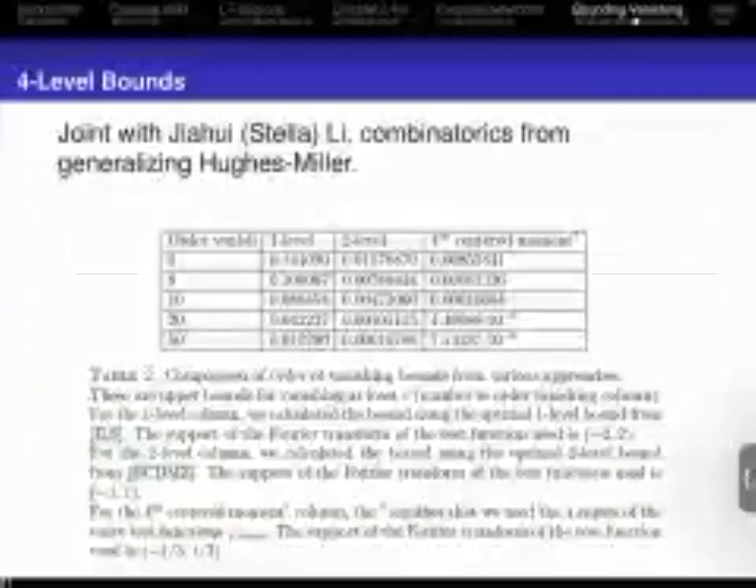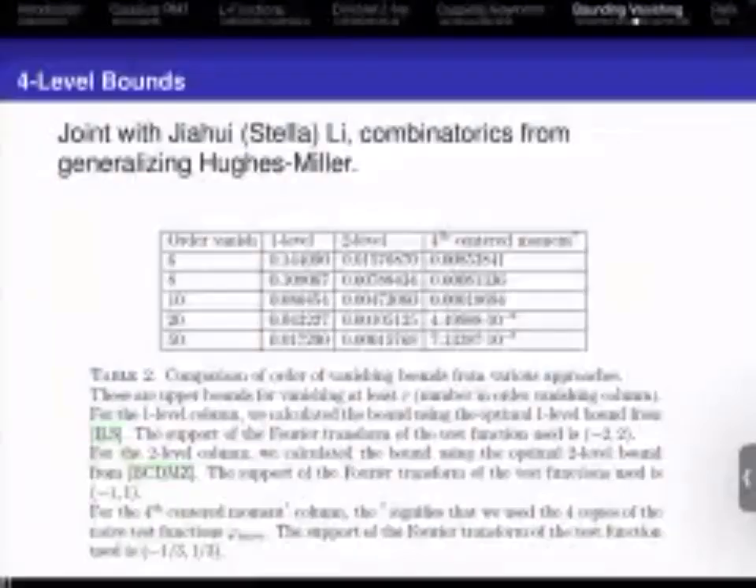All right, so with one of my students, Stella Lee, we looked at what we can do from the four level. And I don't want to go into too much detail about all the calculations and the comparisons and what's going on. I just want to hopefully have this non-blurry for a moment so you can just see that the two level and the four level start to do a lot better than the one level bounds.